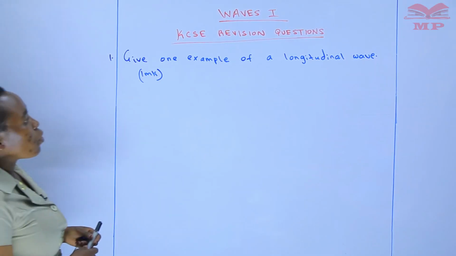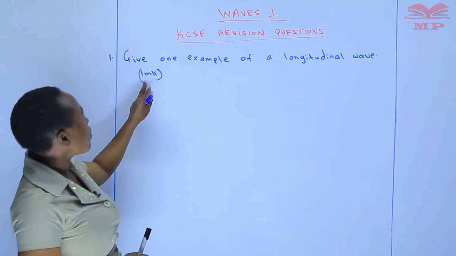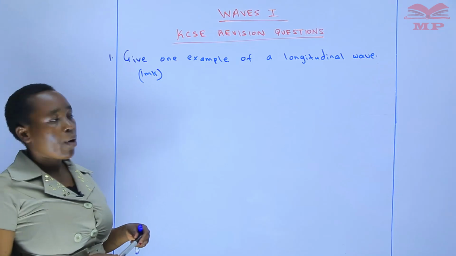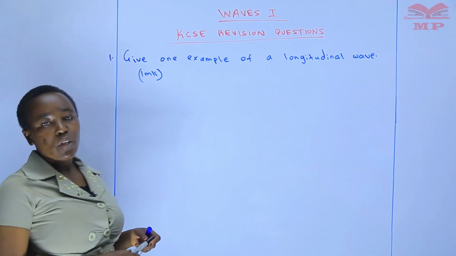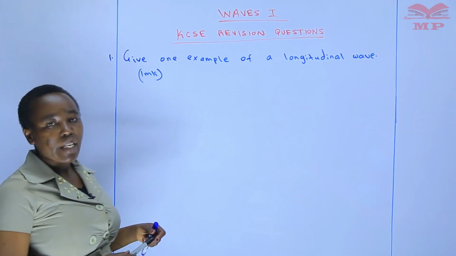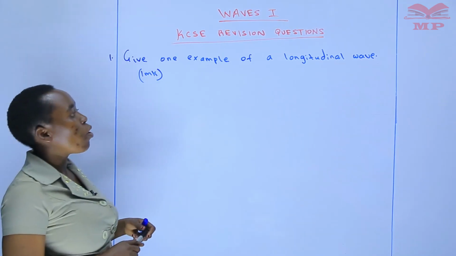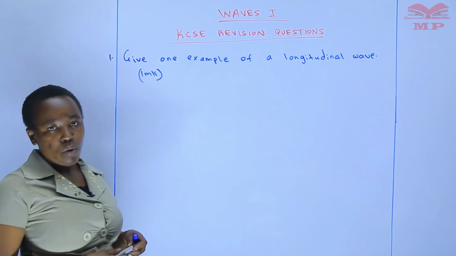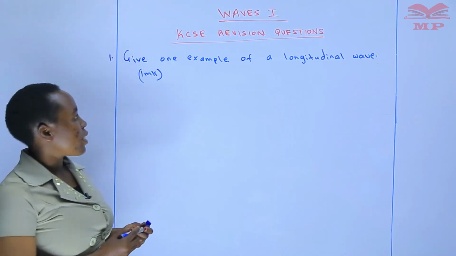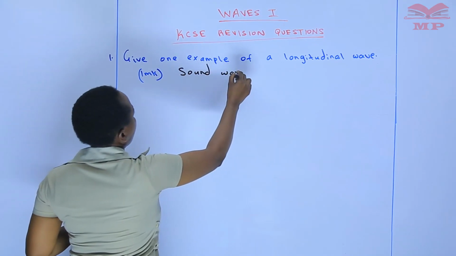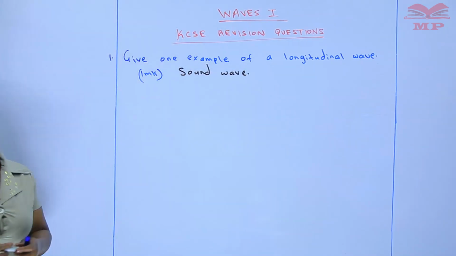Give one example of a longitudinal wave. It's carrying 1 mark. Longitudinal waves are waves whose vibration of particles is parallel to the direction of wave travel, and we gave one example of a longitudinal wave. Which one is that? The sound wave. That's okay. We move on to question number 2.